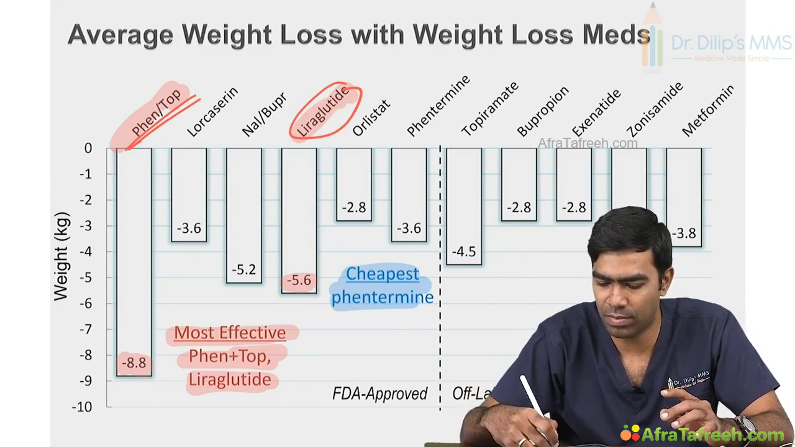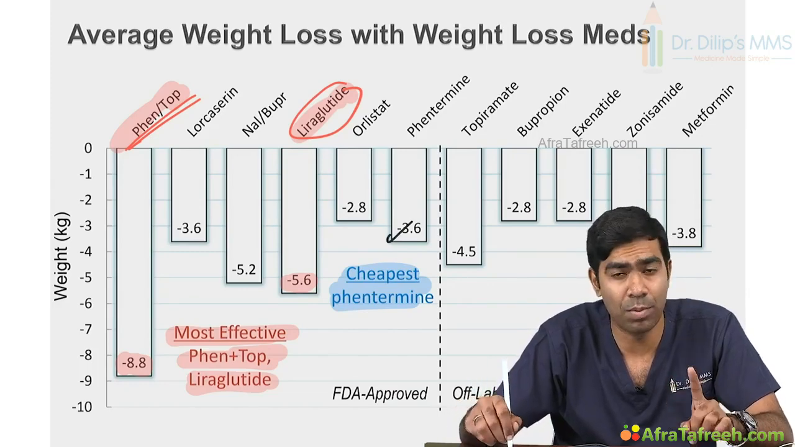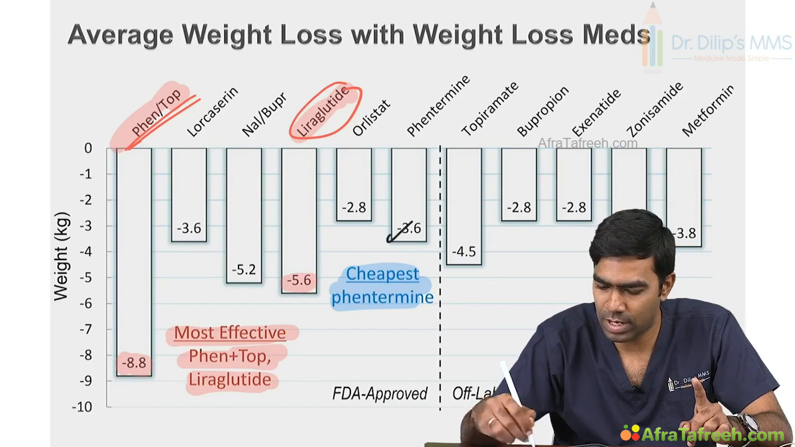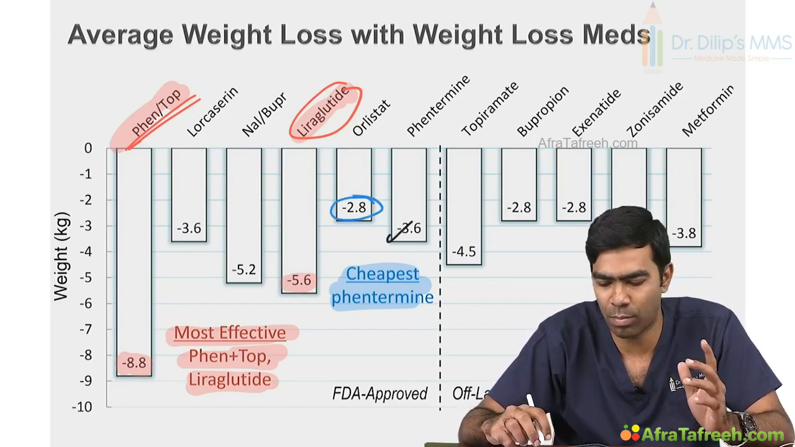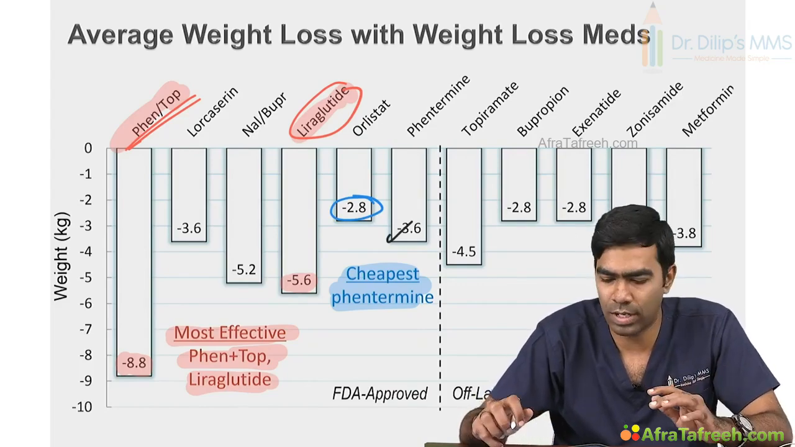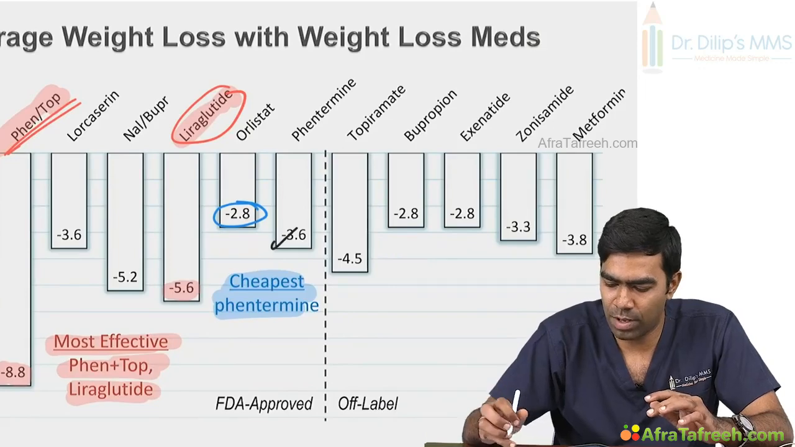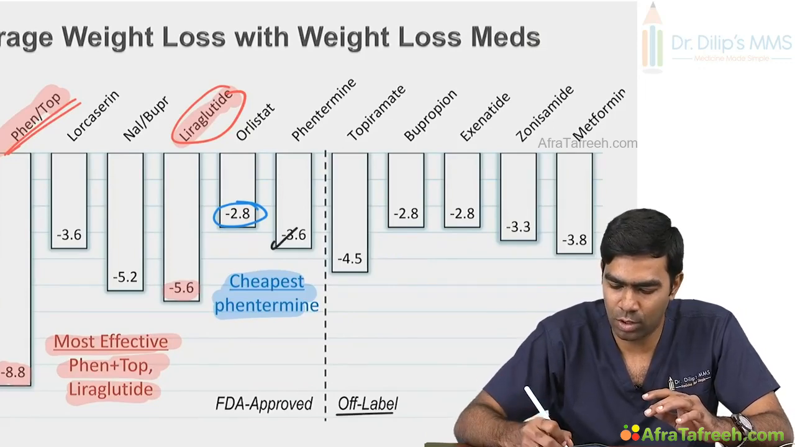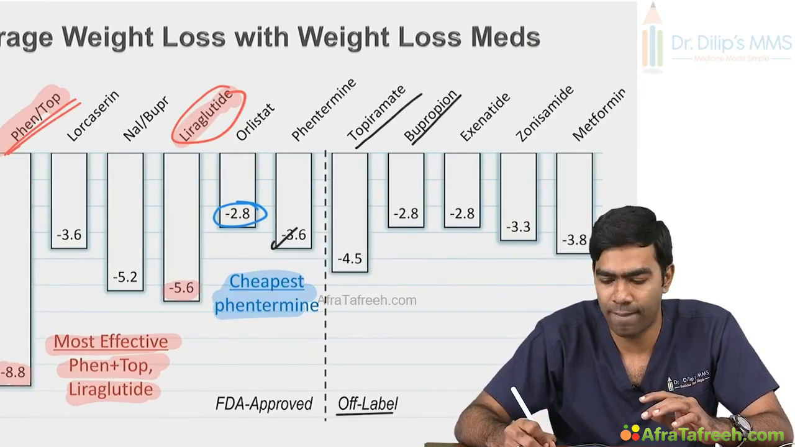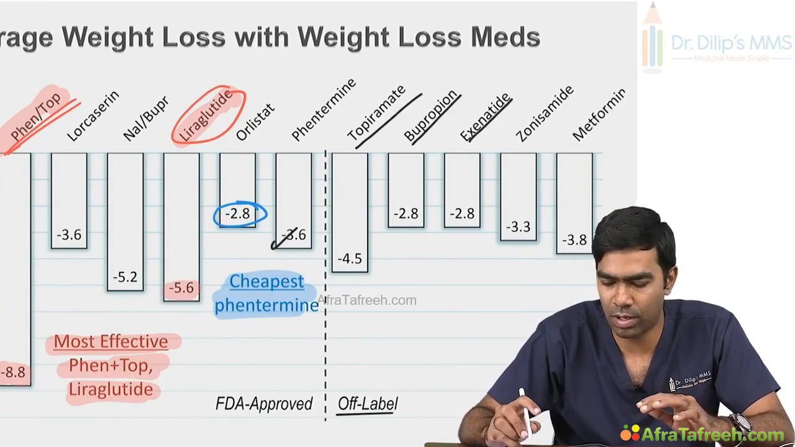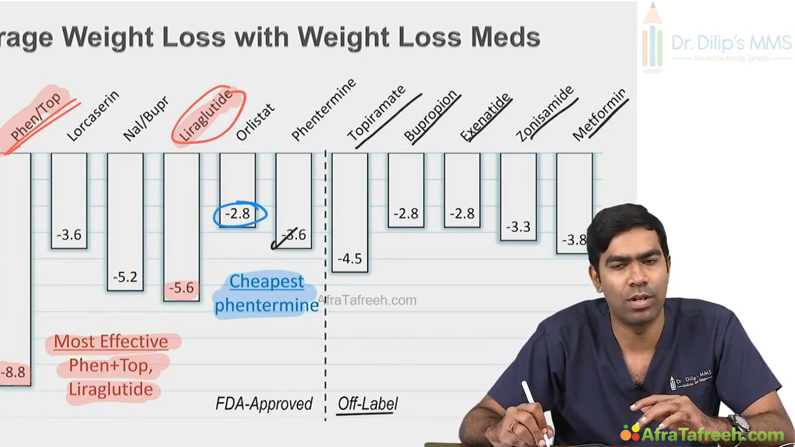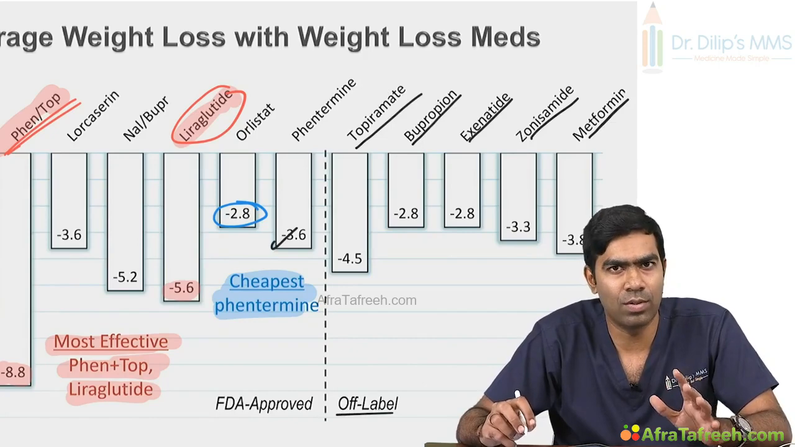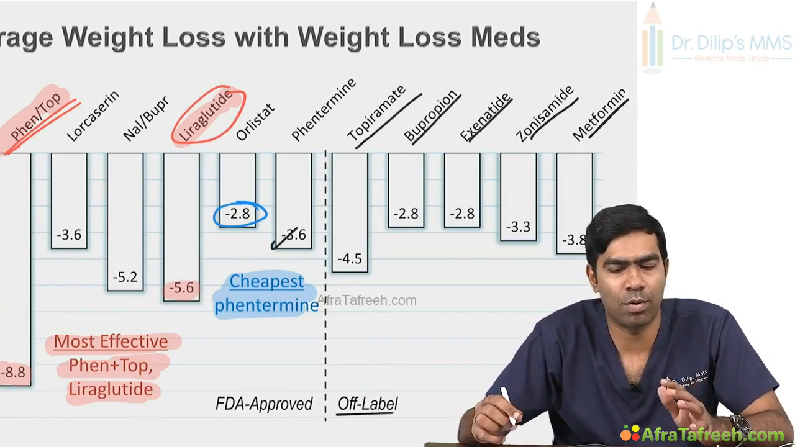Phentermine is the cheapest one, and even though it produces a modest amount of weight loss, you can see among all the approved drugs, orlistat is the one that produces the least amount of weight loss. It's not a very good drug, it produces only very modest weight loss, but it is still very commonly used in India. And there are some off-label drugs that we use, like topiramate alone, bupropion alone, exenatide, which is another GLP-1 analog that does not produce that much weight loss, zonisamide, and metformin alone. So these are some other drugs that we use as off-label therapy for promoting weight loss.